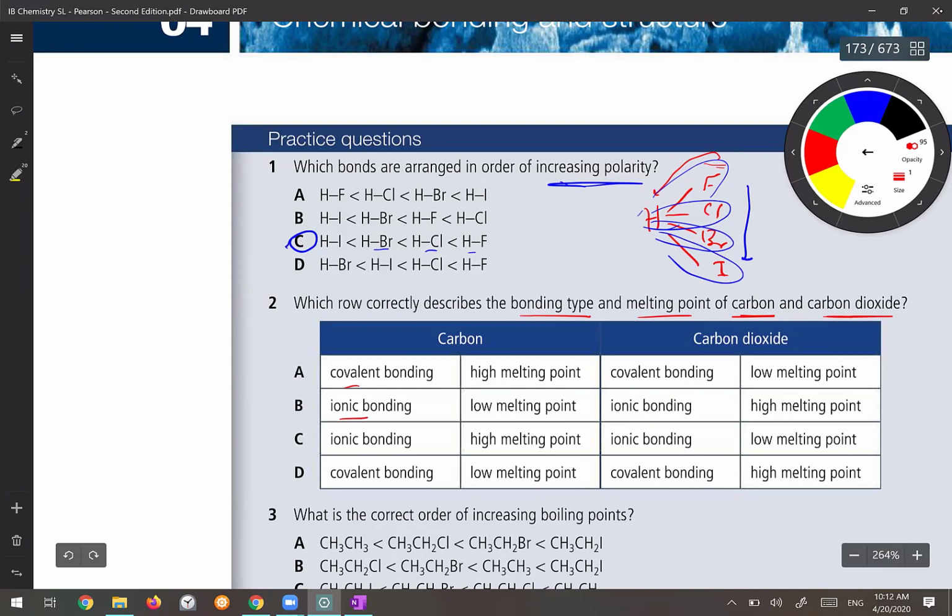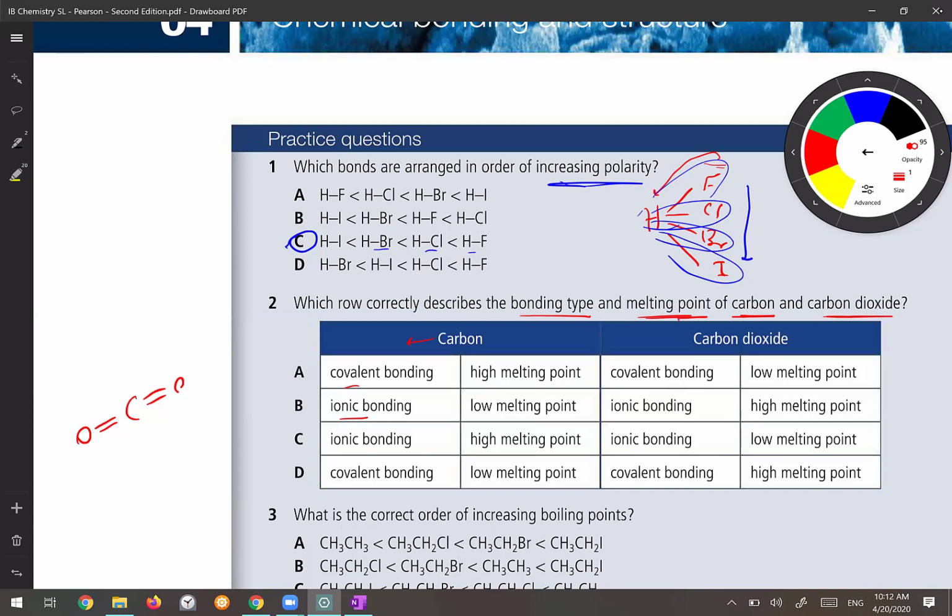Okay, what about the bonds between the carbon atoms? Is it covalent or ionic? So the bond between the carbon atoms is covalent, exactly. And for the carbon dioxide, again it is covalent. Carbon is connected to the oxygens by a covalent bond. So for both of them, the bond type is covalent. But what about the melting point?